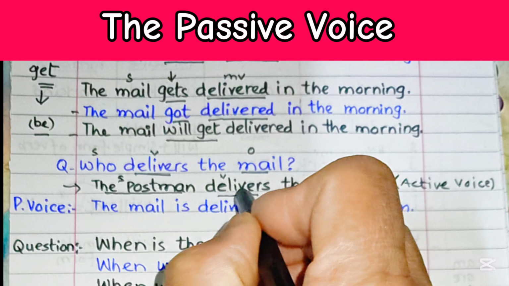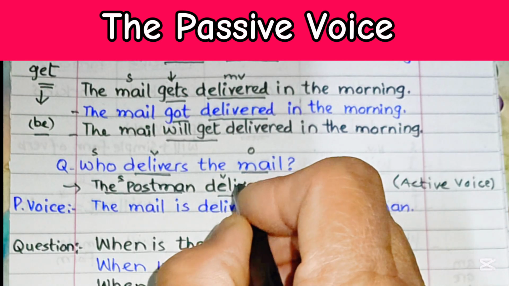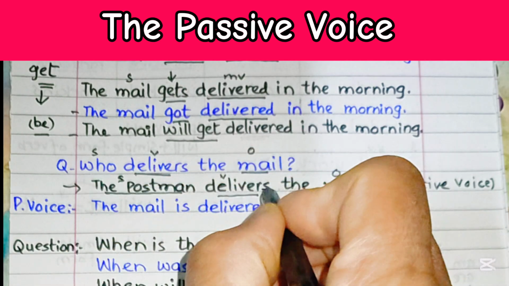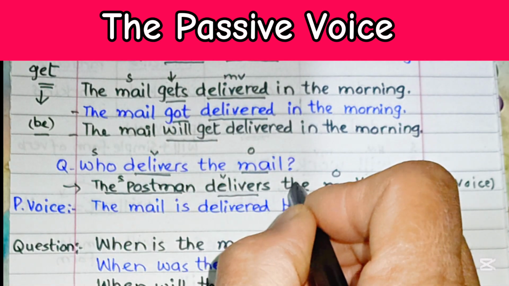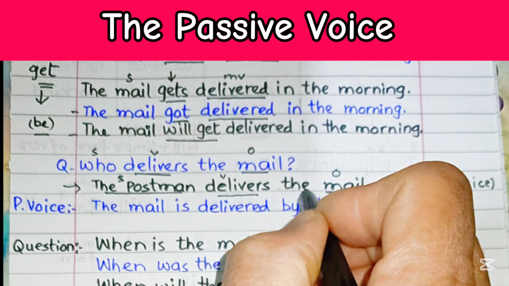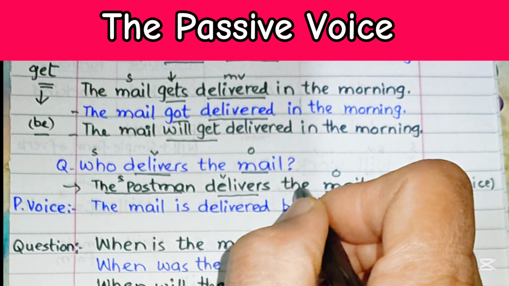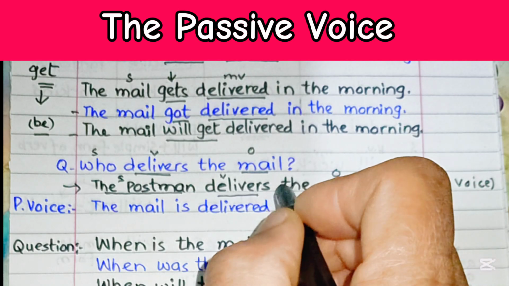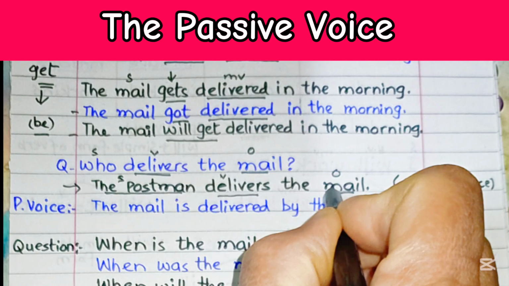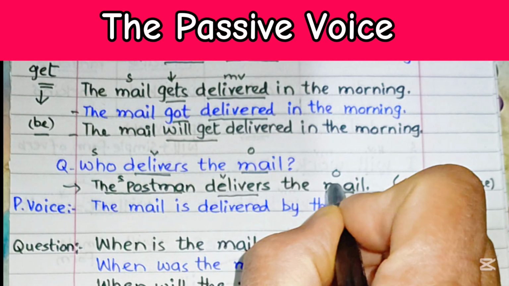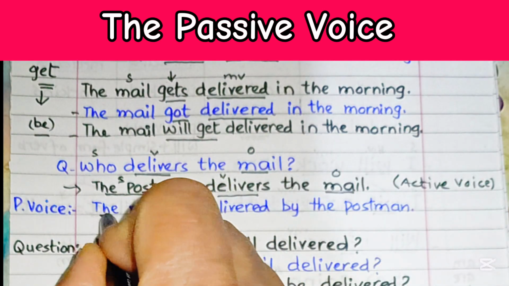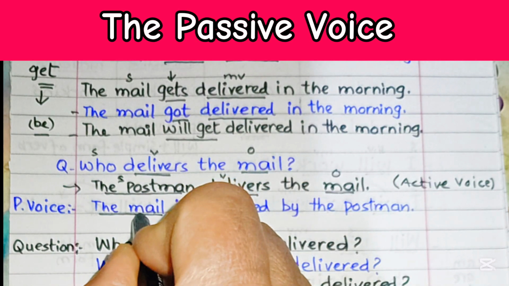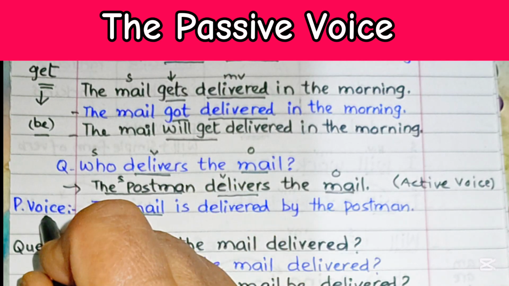This is the active voice sentence. The postman delivers the mail is in active voice, and the opposite to active is passive. To change this to the passive voice, we would take what is the object here and put it in the position of the subject. Object becomes subject while doing the passive voice.